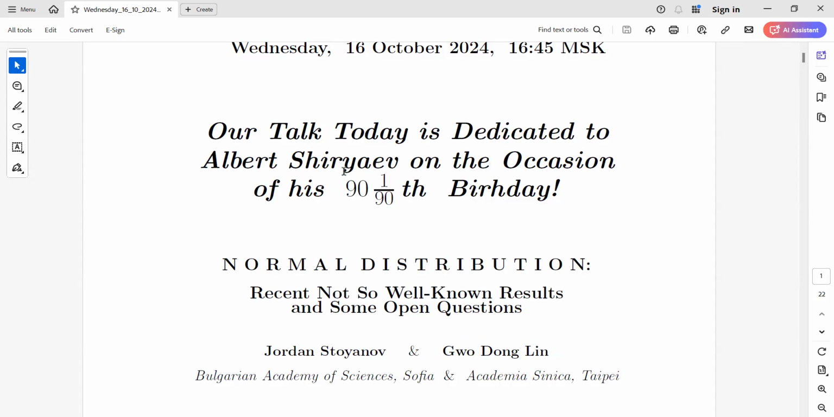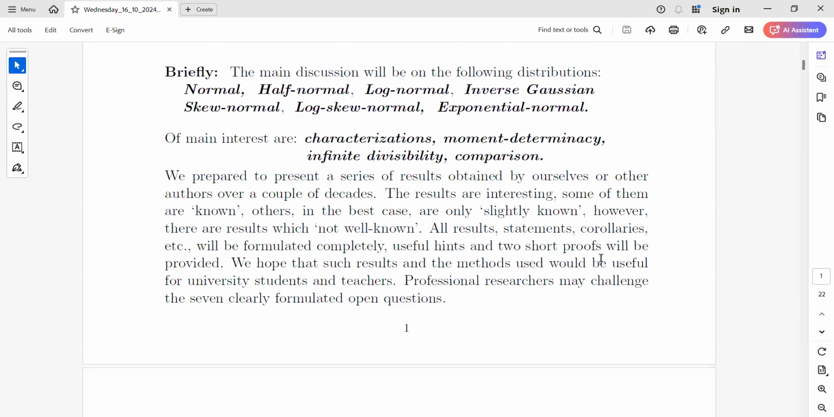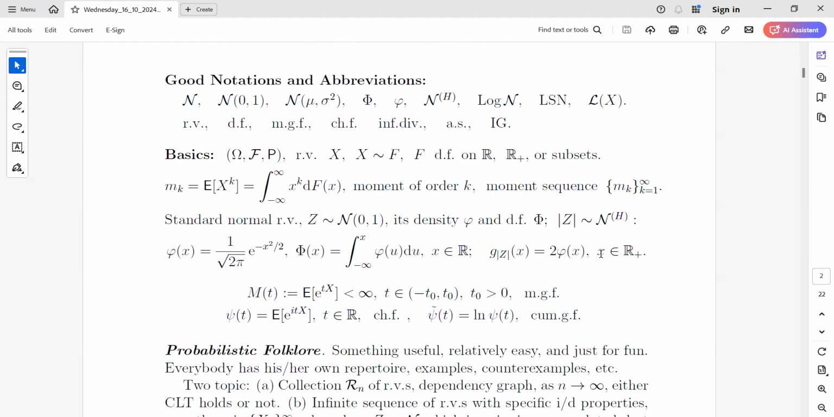This is a fine calculation I have made when preparing our talk. We decided, Dong and I, to choose a very popular topic. This is the normal distribution. Everybody knows, loves, works on this, using this. And now I hope that you will meet something which is not so well known.